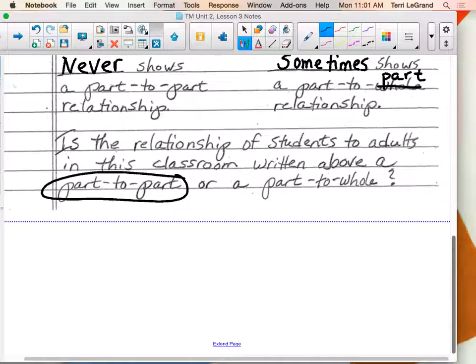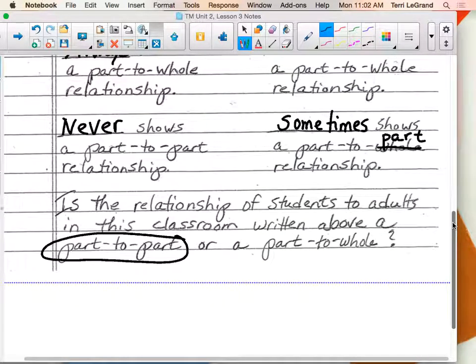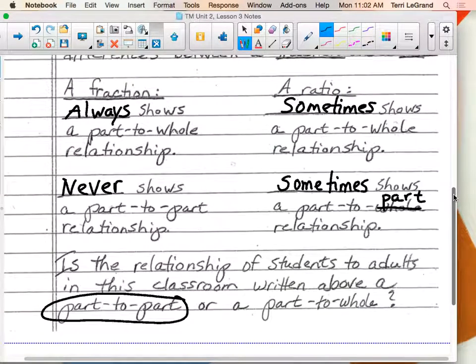That is our ratio. The way we set it up, 15 students to 3 adults, is showing us a part-to-part relationship. Now, if we would have compared students to the number of people in the room, 15 students to 18 people, we would have said that's a part-to-whole relationship. Okay? So we're going to make sure that we always not only determine the ratio, but also what type of relationship it has. Because a ratio, remember, is sometimes part-to-whole, and if it's not part-to-whole, then it's part-to-part.